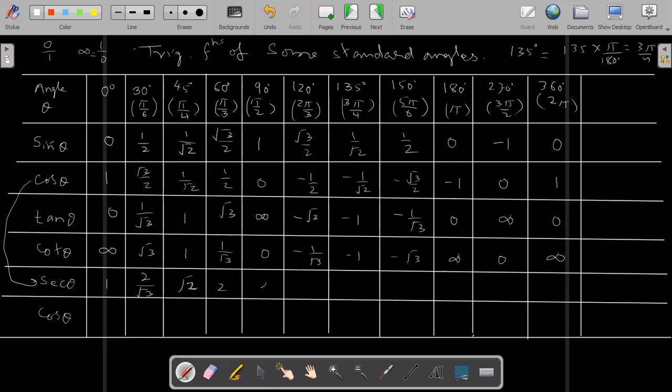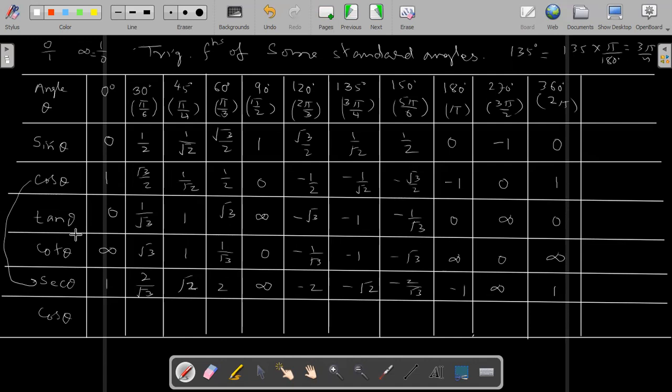And reciprocal of 0 is infinity. Reciprocal of minus 1 by 2 is minus 2. And minus root 2. Minus 2 by root 3. Minus 1 is minus 1 only. Reciprocal of 0 is infinity. Reciprocal of 1 is 1.